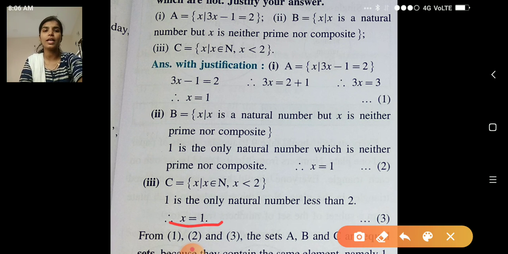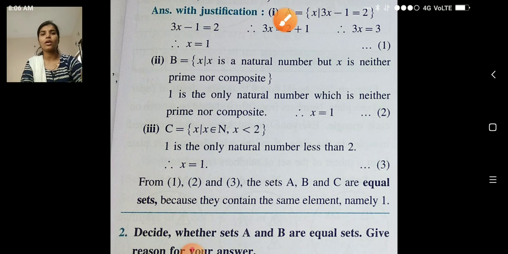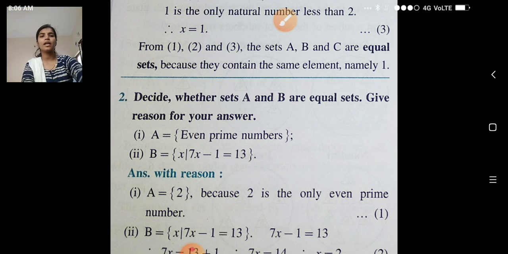So all the sets A, B, C are equal sets because they contain the same element 1. Understand? Okay. Then we will see the second example. Decide whether sets A and B are equal sets. Give reason for your answer.